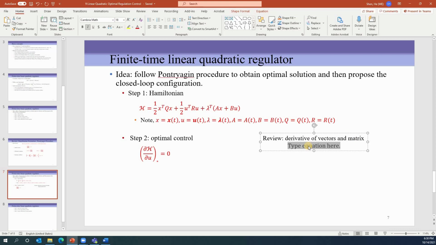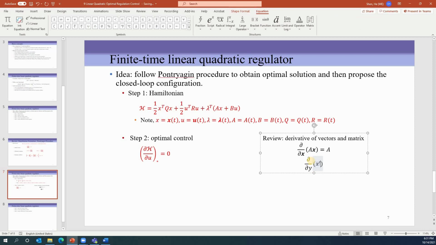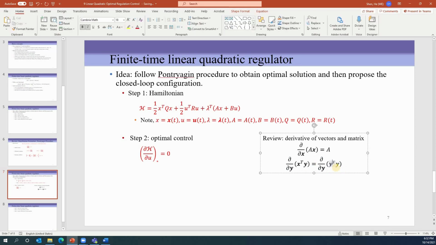So here we're going to use a similar notation. X will be a vector, and A is a matrix. The first one: the partial of the matrix A times the vector x with respect to x will give us the matrix A. The second is the partial derivative of the multiplication of two vectors, x transpose times y, where both are vectors. If x is a vector and y is a vector, x transpose times y becomes a scalar. We also know that x transpose times y is equal to y transpose times x. So this is the same as partial of y transpose times x, and if we take the derivative with respect to x, that will give us the vector y.